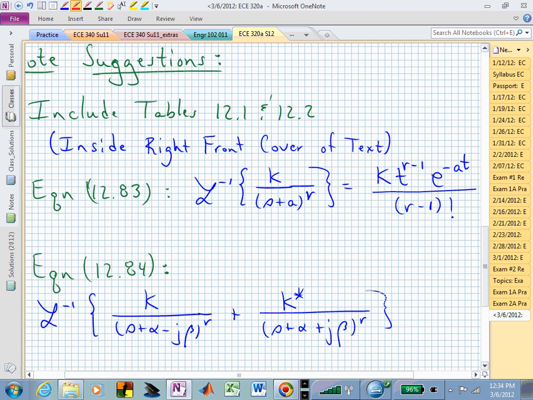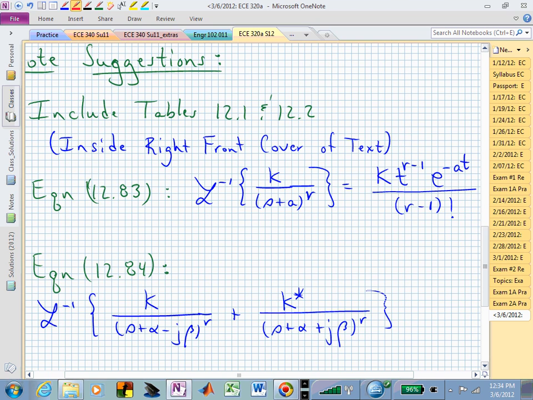I'm assuming that you have tables 12.1 and 12.2 either burned into your memory or on a table somewhere. Those two are condensed into one page in the inside right front corner of your textbook. If you want to simply photocopy those and make that one side of your second page of notes, that's fine. If you want to copy those down and create your own tables, that's fine also. But let's just keep to 2 pages of material.